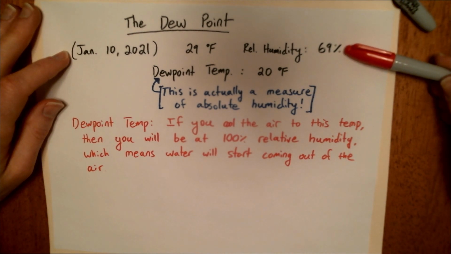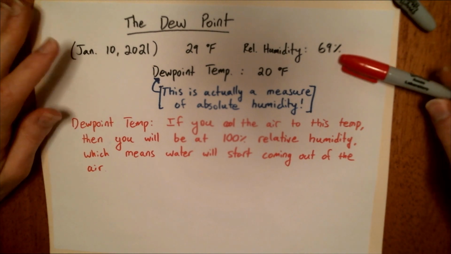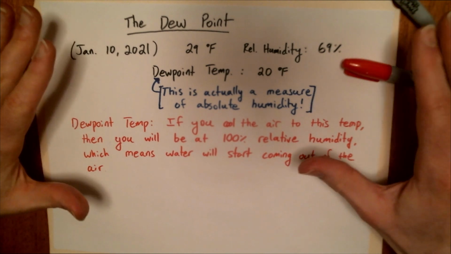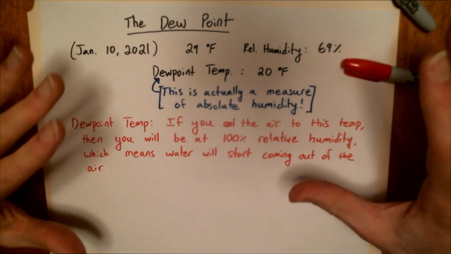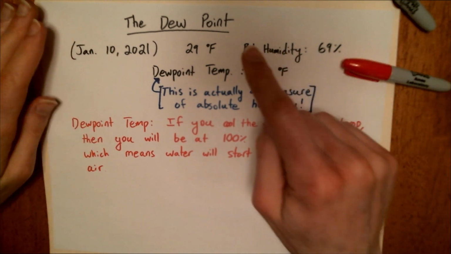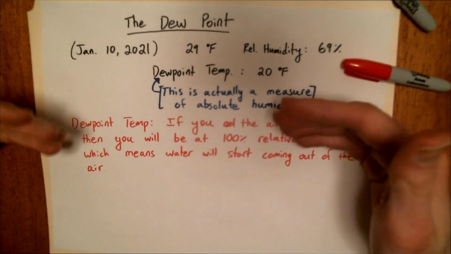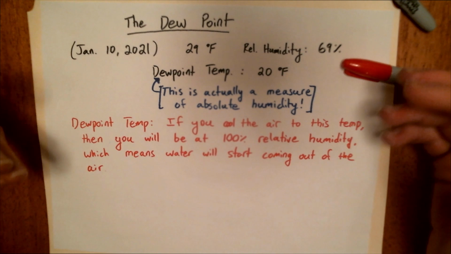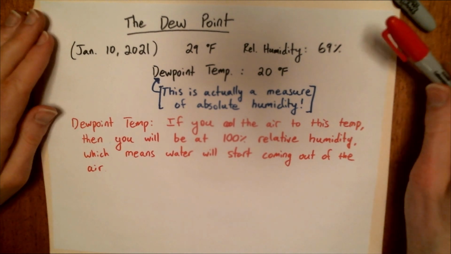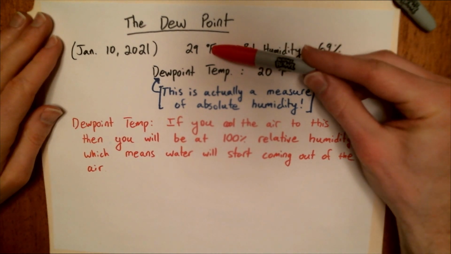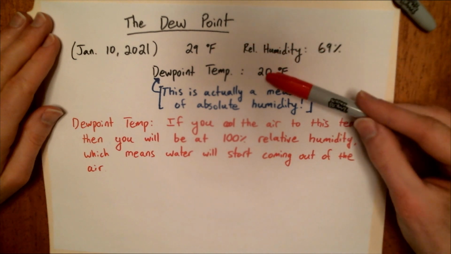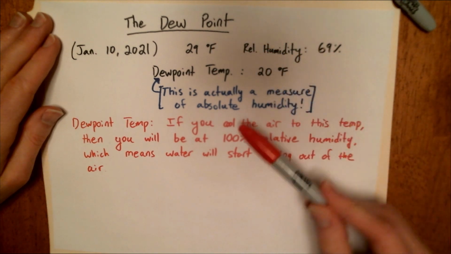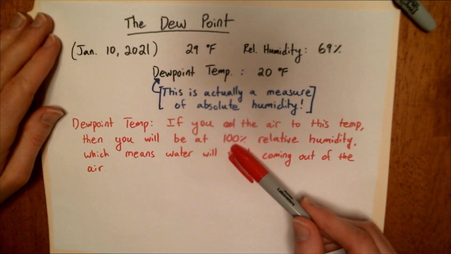If I cool that air down, I am not changing the amount of water in the air by cooling it down. I'm not changing that at all. The only thing I'm changing is how much water could be held in the air at any given time, because remember, colder air can't hold as much water. So as I cool this air down from 29 degrees Fahrenheit to 20 degrees Fahrenheit, my relative humidity goes up until eventually it hits 100%.